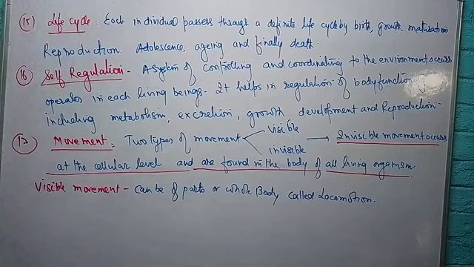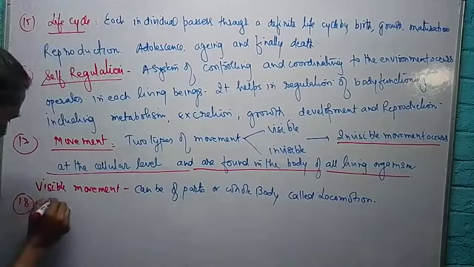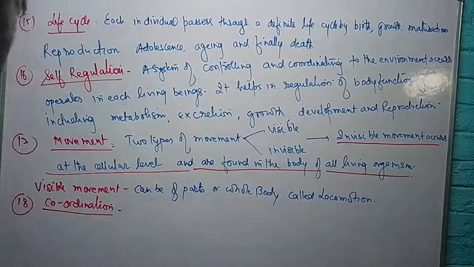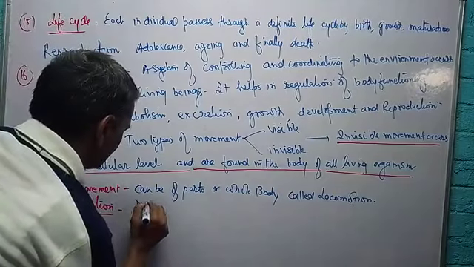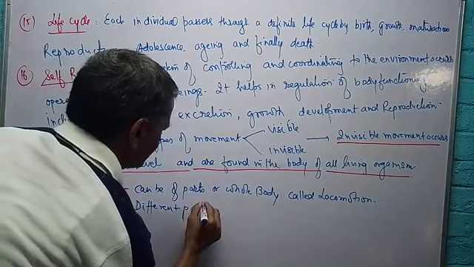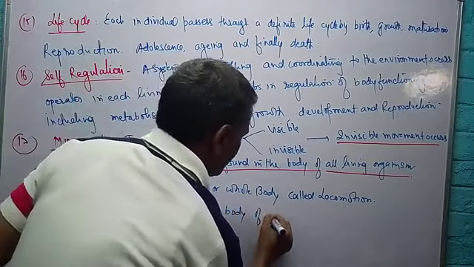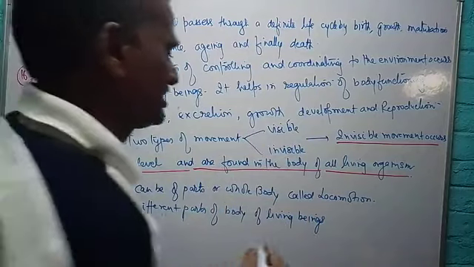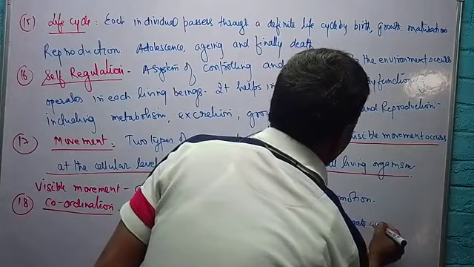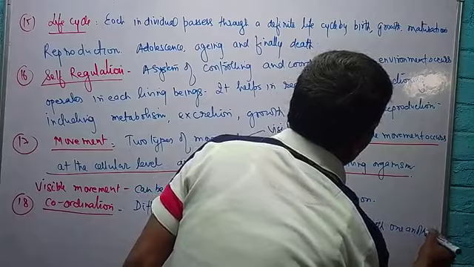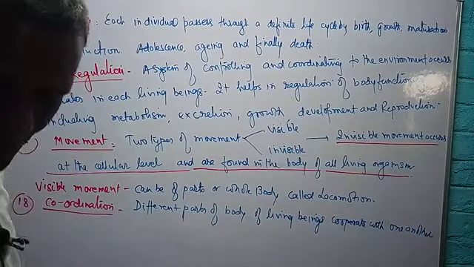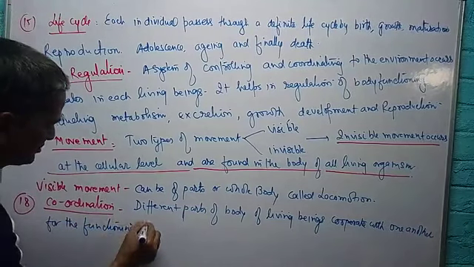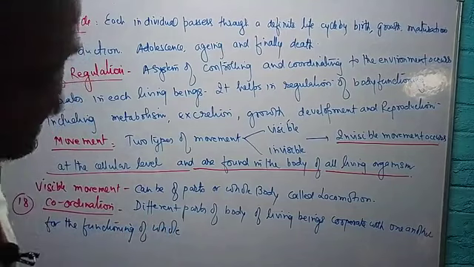Next property is coordination. Different parts of the body of a living being cooperate with one another for the functioning of the whole.